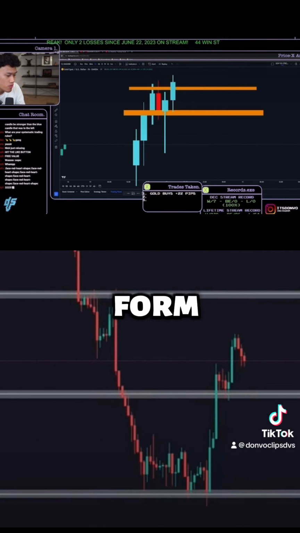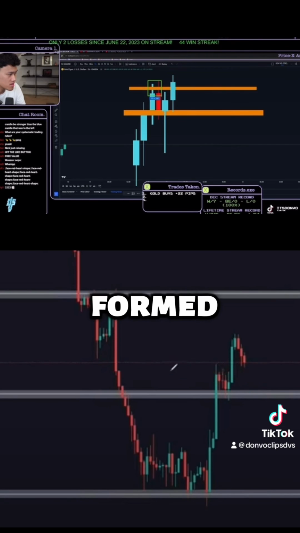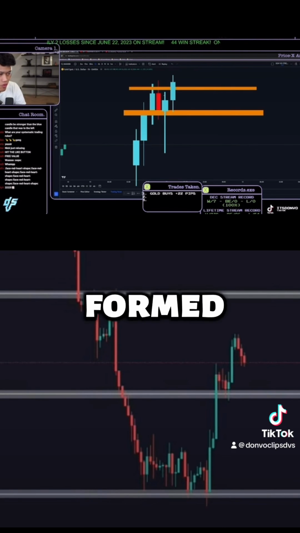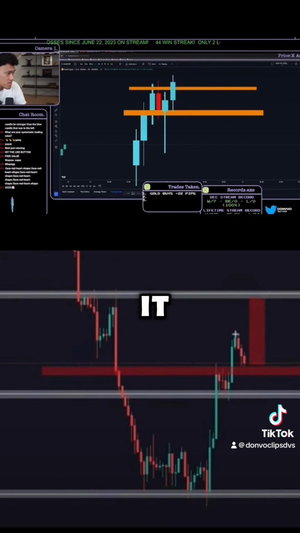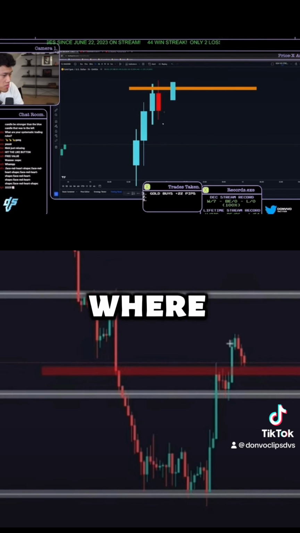But if that didn't form yet, if you were to look at this candle over here, I wouldn't take it. I'll wait for liquidity to be formed. So it comes down to whether liquidity is being formed already versus when it's not formed, because that's what it comes down to, right? That's what determines where price is gonna go next.